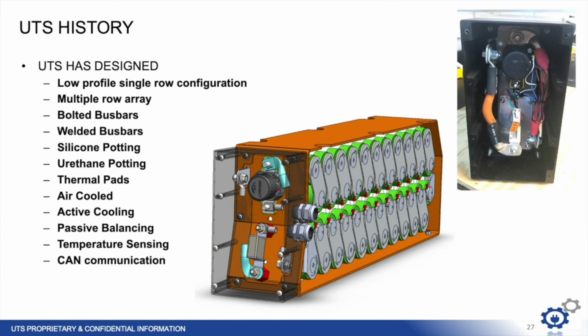And here we have a 120 volt module with an internal fuse and contactor. This module can be racked up to 1000 volts. So as you can see, we have designed multiple row arrays, single row arrays. We've used bolted bus bars and laser welded bus bars. We've used silicone potting and urethane pottings, as well as thermal pads. We've created modules with active cooling and passive cooling. We have created modules with passive balancing, temperature sensing, and even CAN communication feedback. Hopefully, you have gained some experience and know-how on some of the features you can include in your ultracapacitor module.